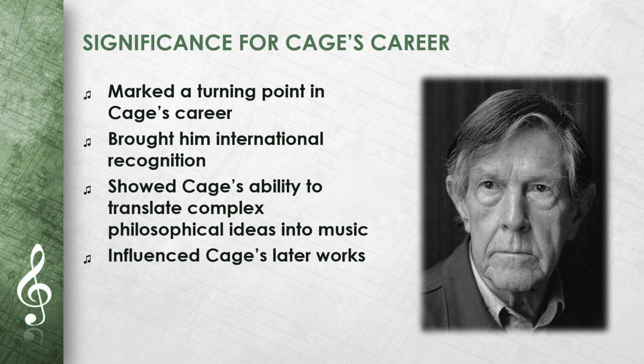The Sonatas and Interludes marked an important turning point in Cage's career. The work brought him international recognition and established him as a leading avant-garde composer. It demonstrated Cage's ability to translate complex philosophical ideas into music. The Sonatas and Interludes also influenced Cage's later works. They laid the foundation for his experiments with chance and indeterminacy in music.